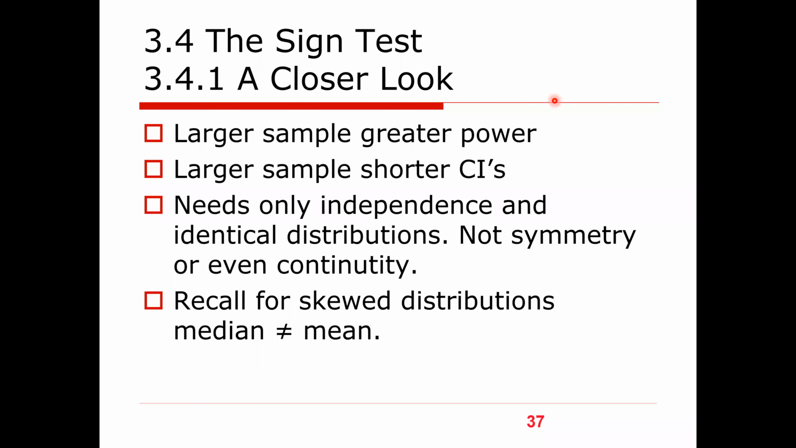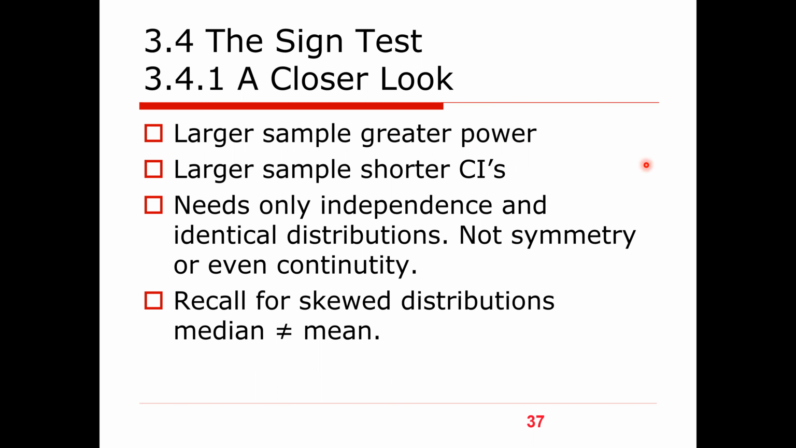Section 3.4. We take a closer look at the sign test. Generally, when we have larger samples, we have greater power of the test. Larger samples give a smaller range for the confidence interval. For sign tests, we only need independence and identical distribution.